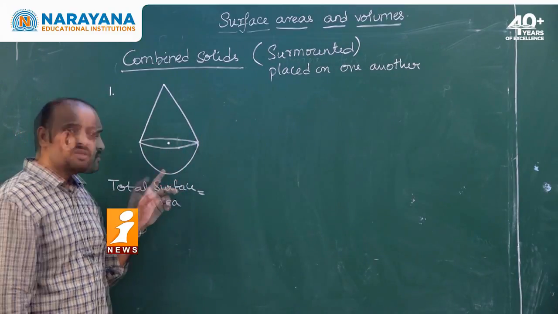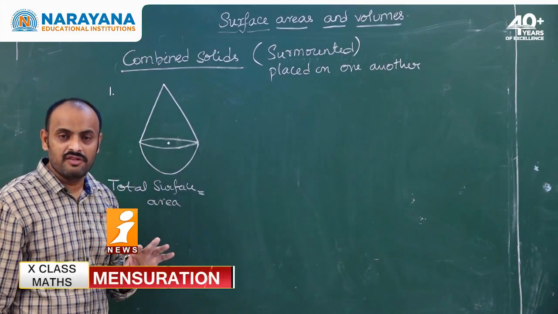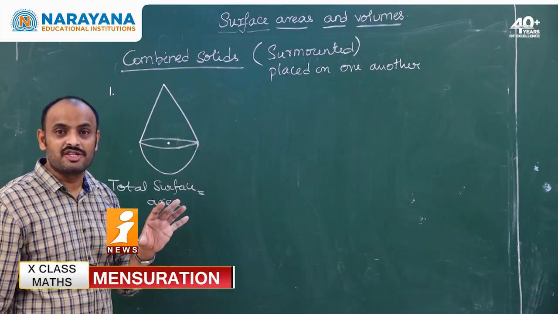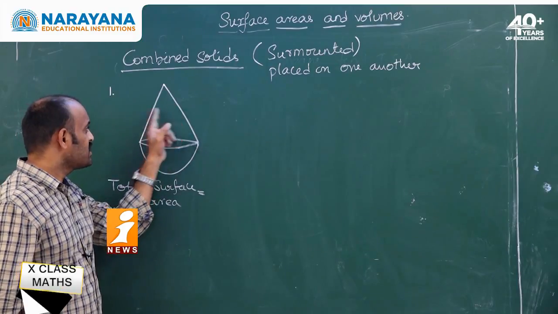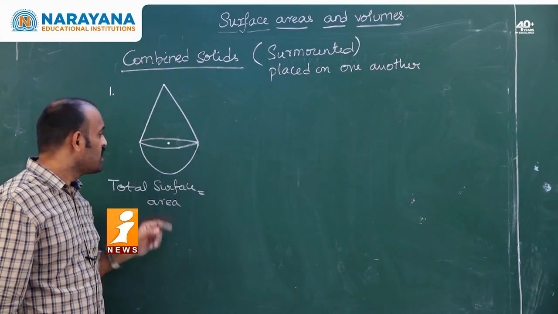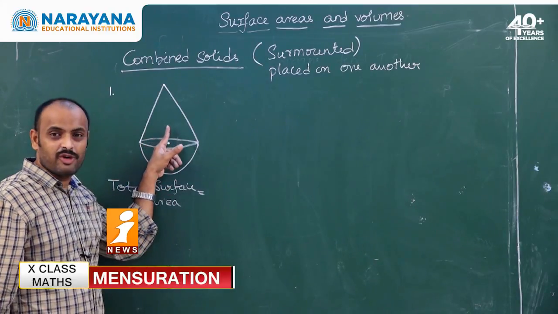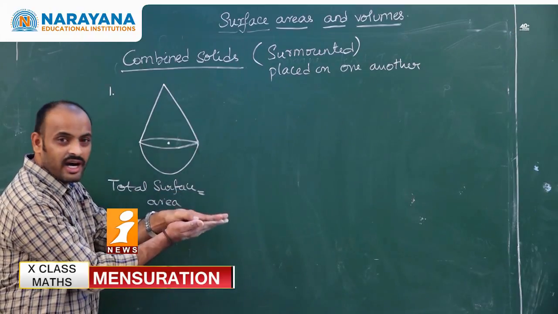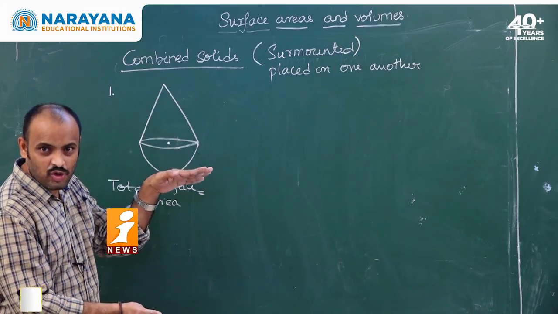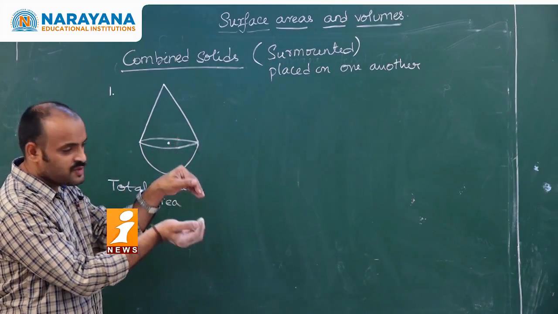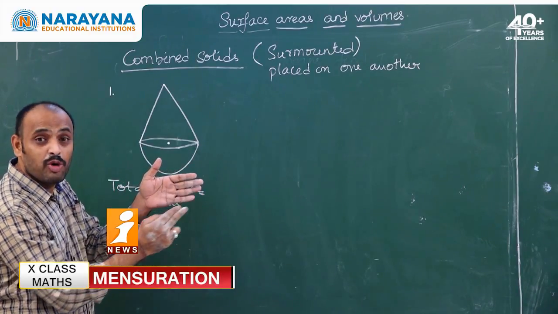If you observe, what do you mean by total surface area? Wherever surface is there, that should be added. So how many surfaces can I see here? I can see the CSA of the cone and the CSA of the hemisphere, because the base of the cone and the base of the hemisphere are attached like this. So I cannot see these parts. If you consider this as cone and this as hemisphere, if I join them like this, I can see only the curved parts, not the bottom areas.